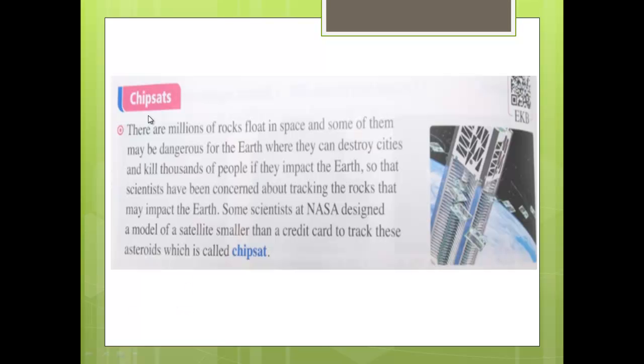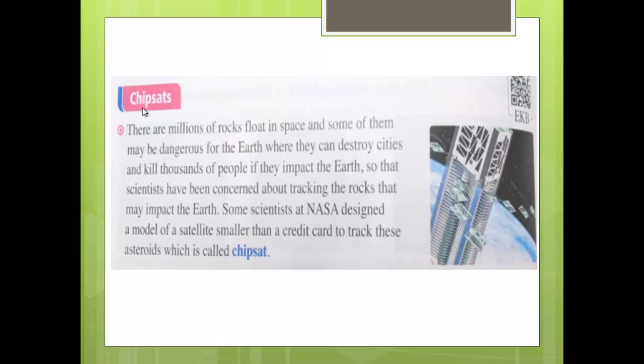At last, there is what we call a chipset. The chip is used to discover the space by sticking this chip on rocks or meteorites or asteroids which wander in the space, which send for us the study of its motion around the Earth, motion in the space. The motion of these chipsets can be determined by using this meteorological substance.